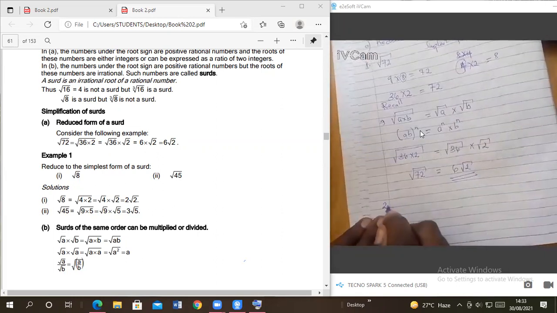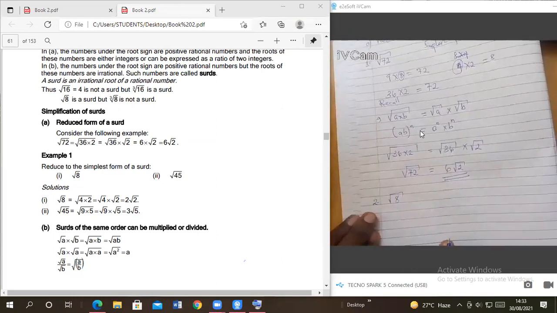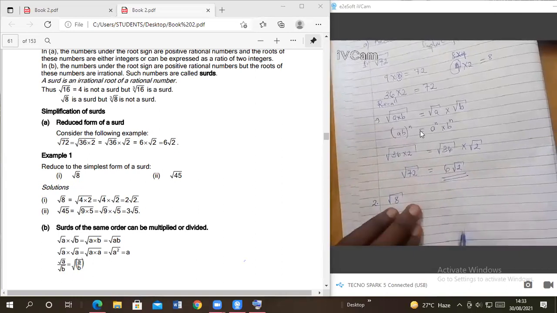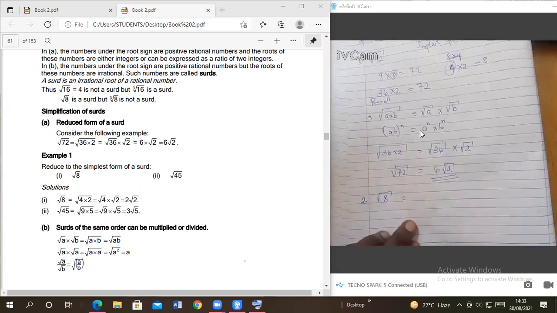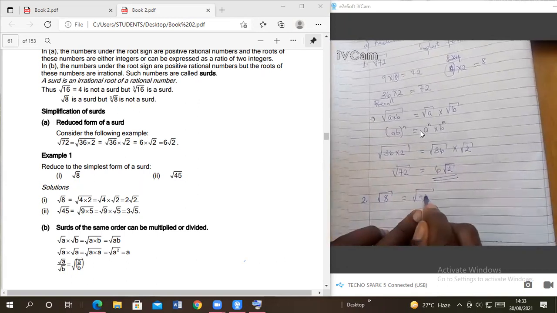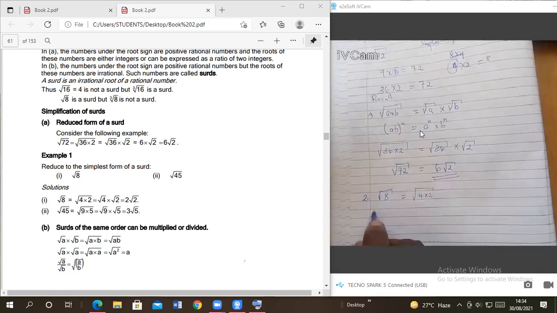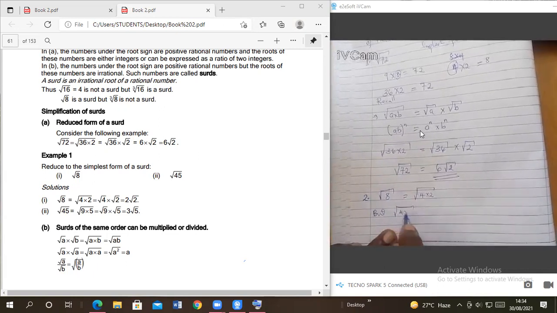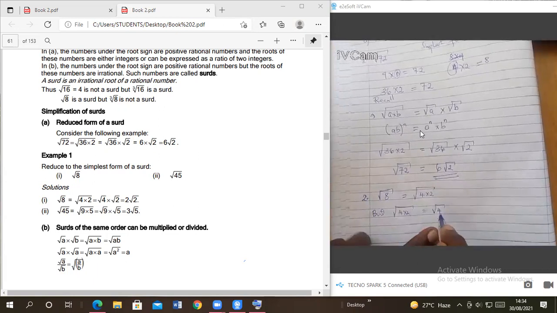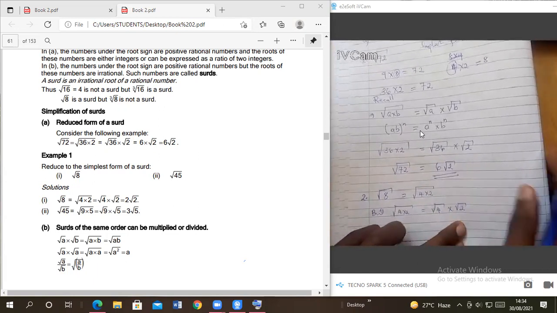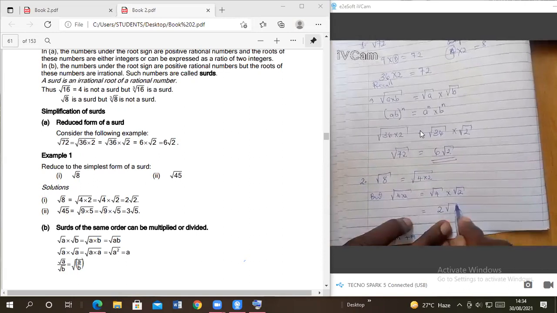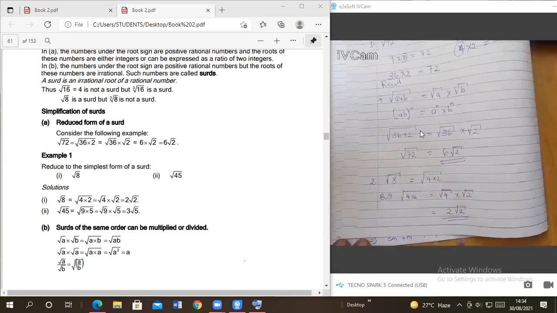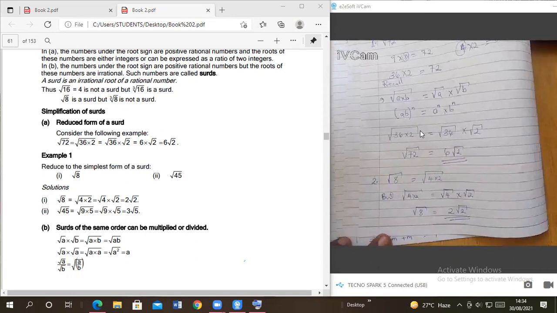Number 2, simplify for me root of 8. Root of 8 is the same as root of 4 times 2. But root of 4 times 2 is the same as root of 4 times root of 2. What is root of 4? It is 2. So we get 2 times root of 2.